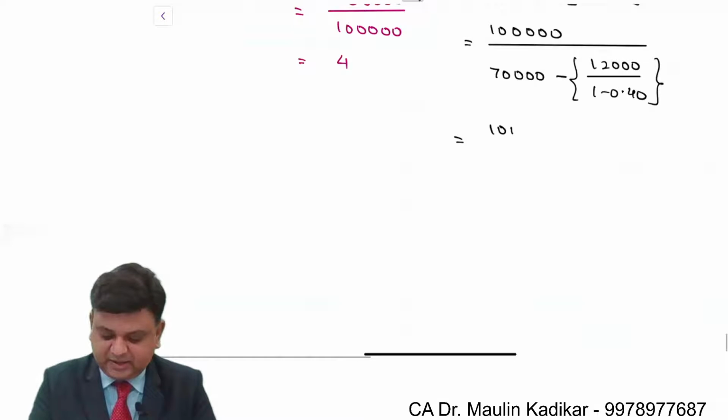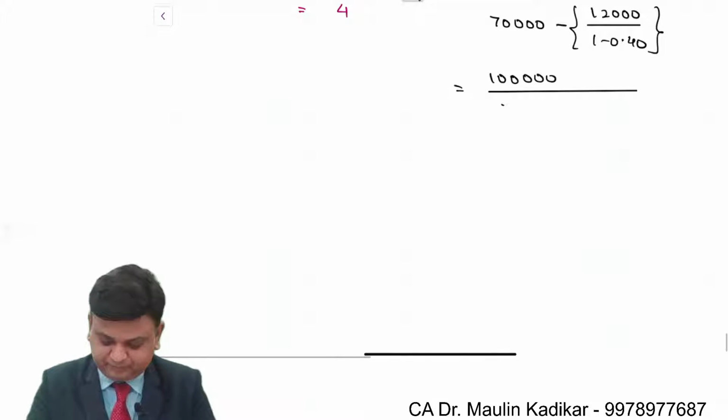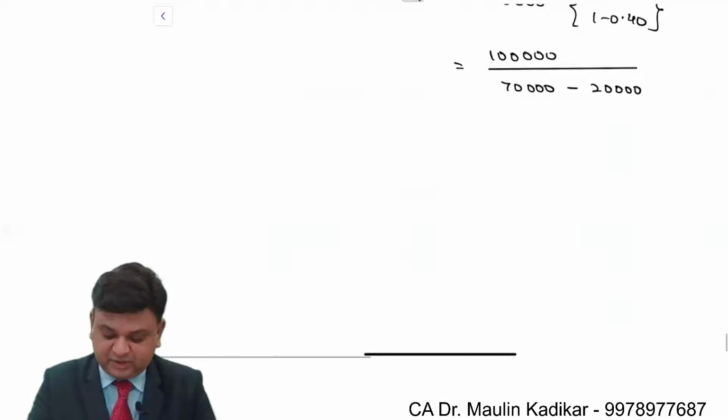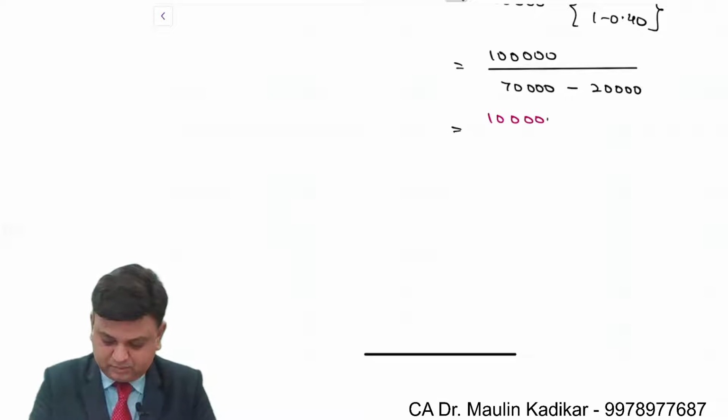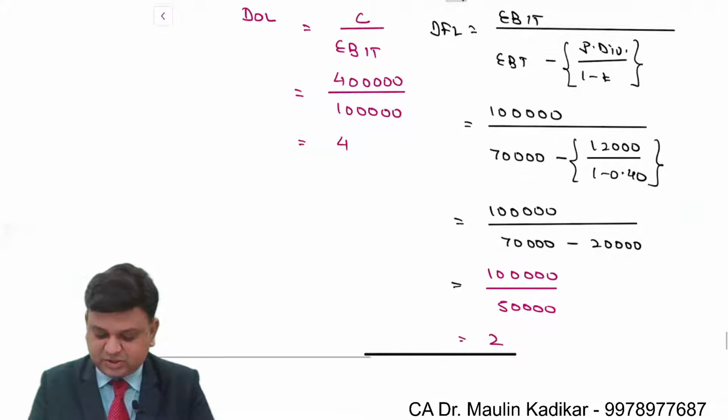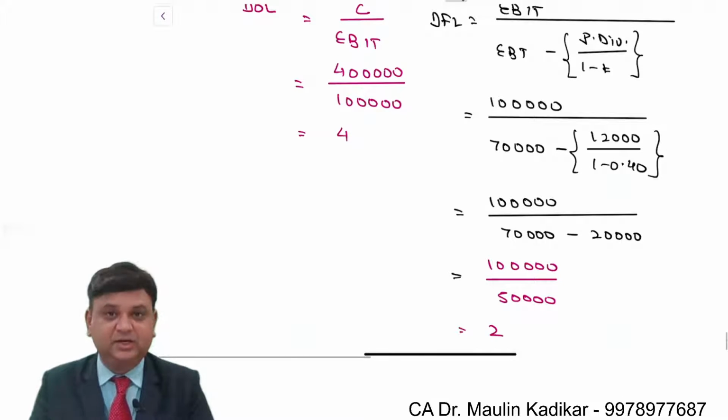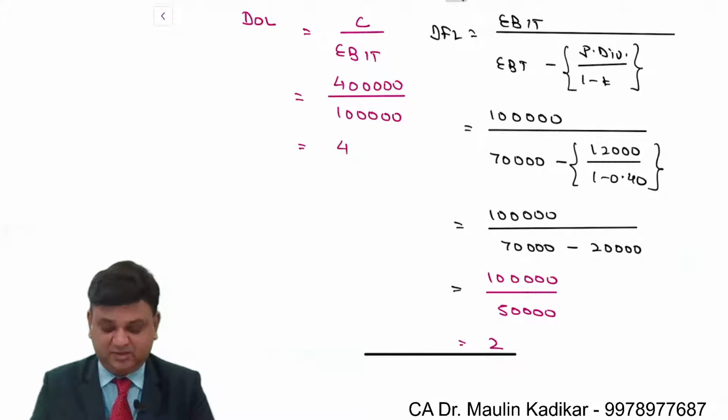So it is 1 lakh upon 70,000 minus 20,000. So it is 1 lakh upon 50,000. And the answer comes to 2. So this is the way the leverage is calculated, operating and financial.